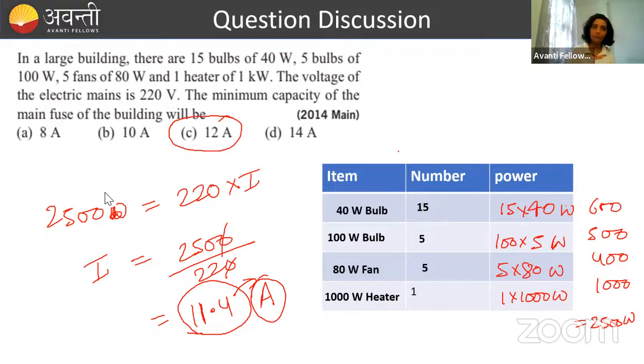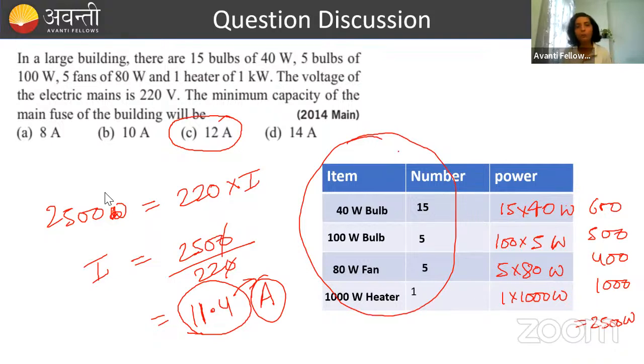So answer will be what? 12 ampere. Done. Because 11.4 ampere current it already requires for all these elements. So the fuse must have capacity of greater than what? 11.4 ampere. So that will be 12 ampere.